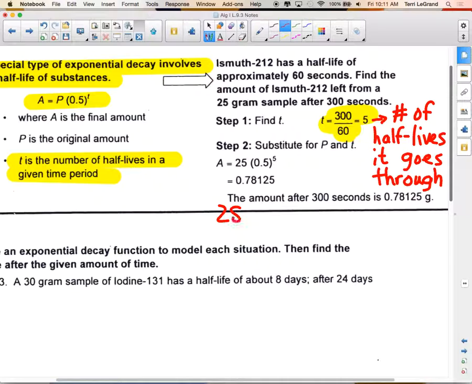I'm just going to write this here so we know that we have, after the first half-life, there's 14. Okay. How much would there be after it decays another half? 7. Okay. How much would there be after it decays another half? 3.5. How much would it be if it decays another half?